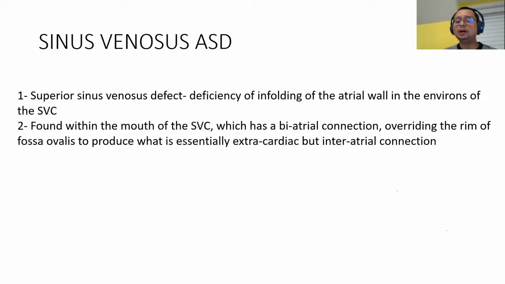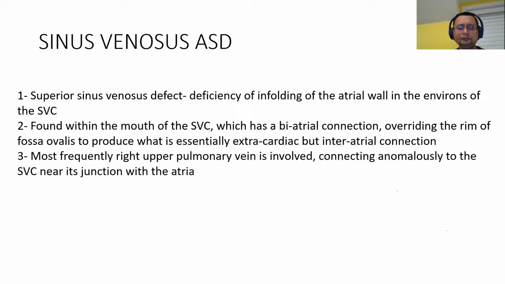It is found within the mouth of either the SVC or IVC, but the IVC is exceedingly rare. It causes shunting between the left atrium and right atrium. It causes an extracardiac but interatrial connection. The problem with sinus venosus ASD is, of course, it almost invariably is associated with anomalous drainage of the pulmonary vein. Now, anomalous drainage of pulmonary veins gives problems to everyone because it's difficult to think about, so I will make it easier for you.